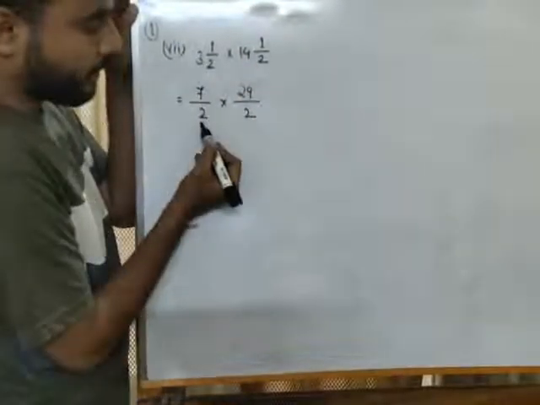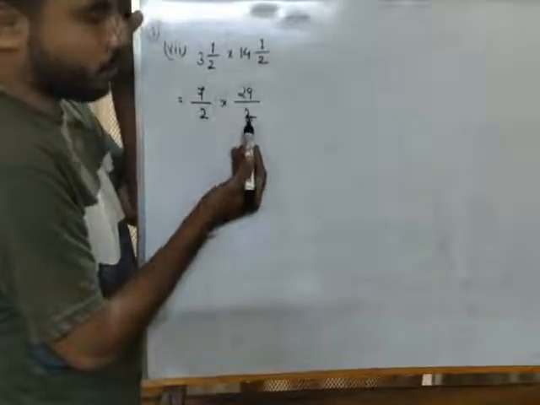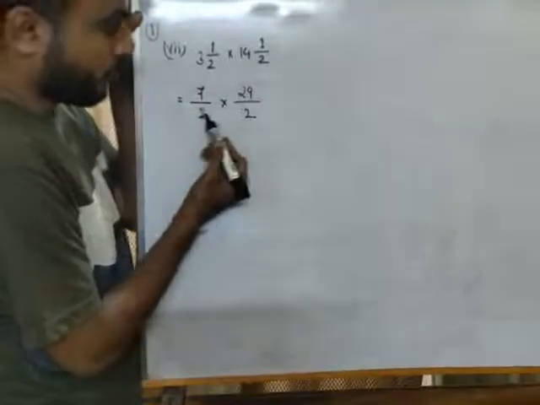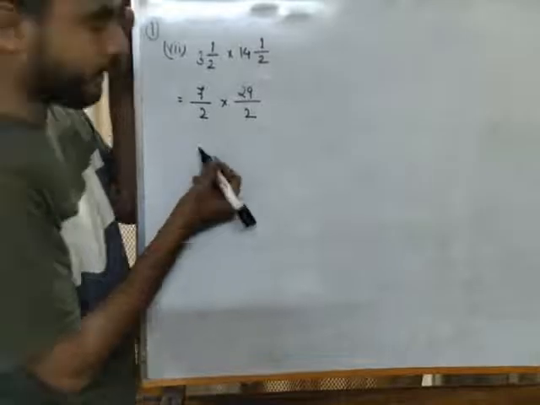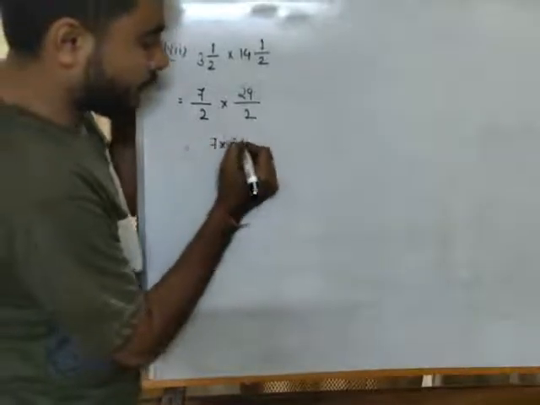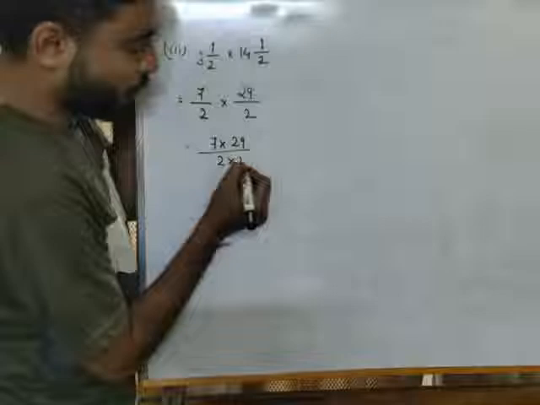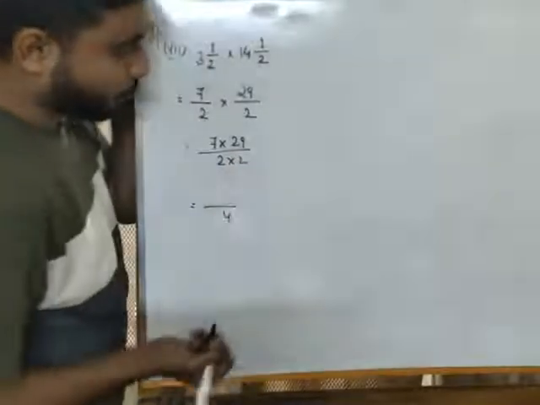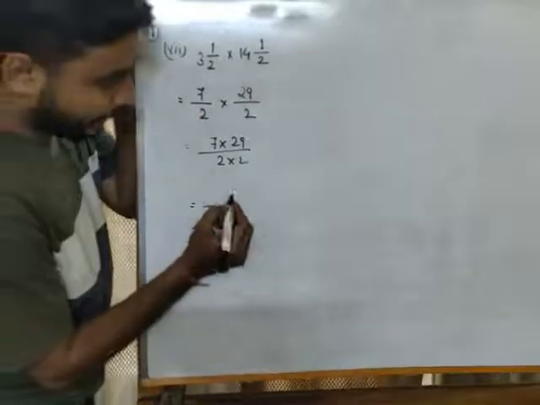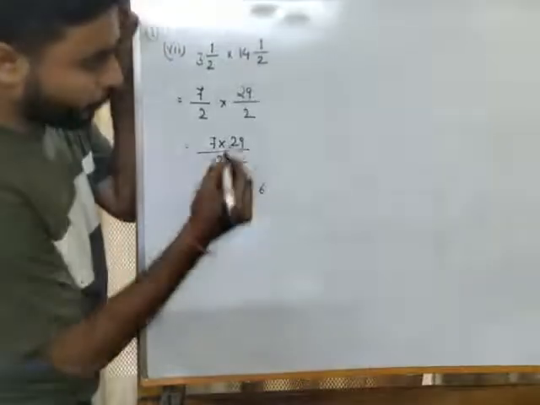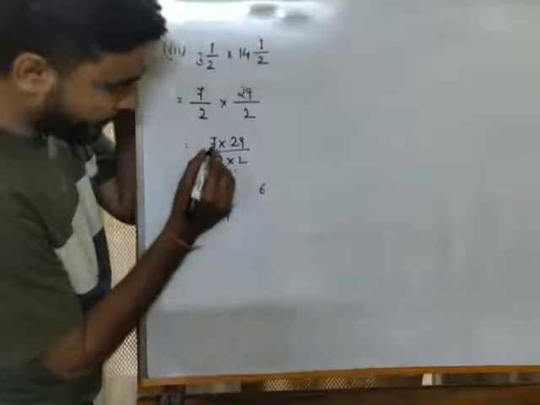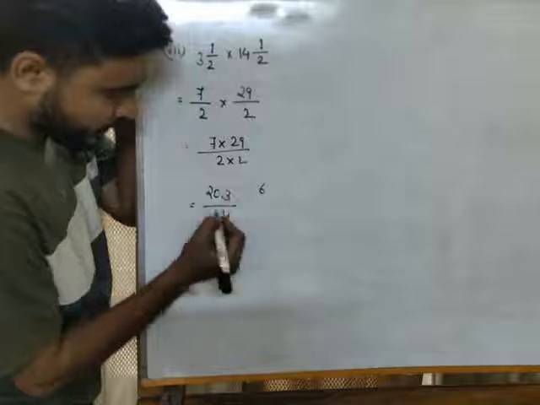Can we cancel this 7 and 2? No. This 7 and 2? No. This 2 and 29? No. So nothing will be cancelled. So what we have to do? 7 will be multiplied with 29 and 2 will be multiplied with 2. 2 into 2 is 4. 7 9 times 63, 6 remains 20 and 7 2 times 14, 14 and 6 is 20.